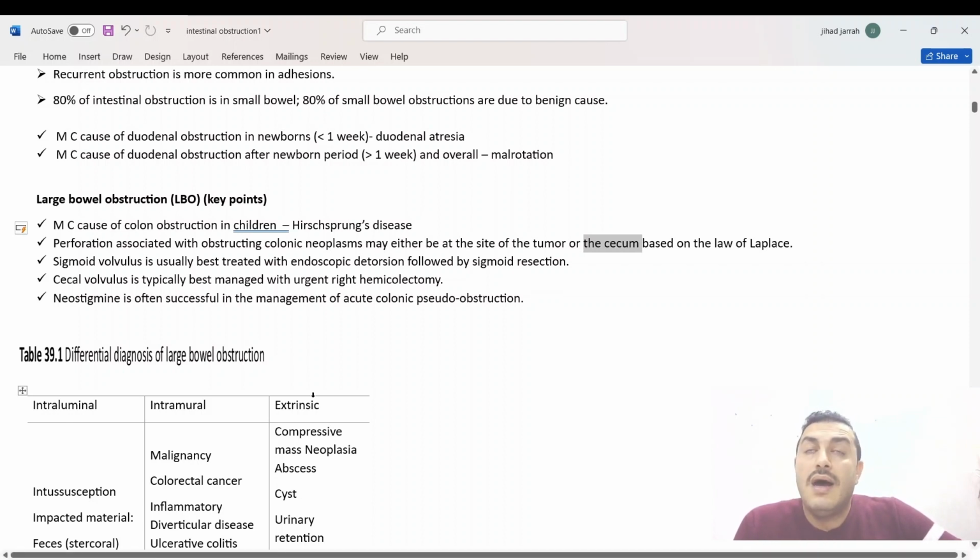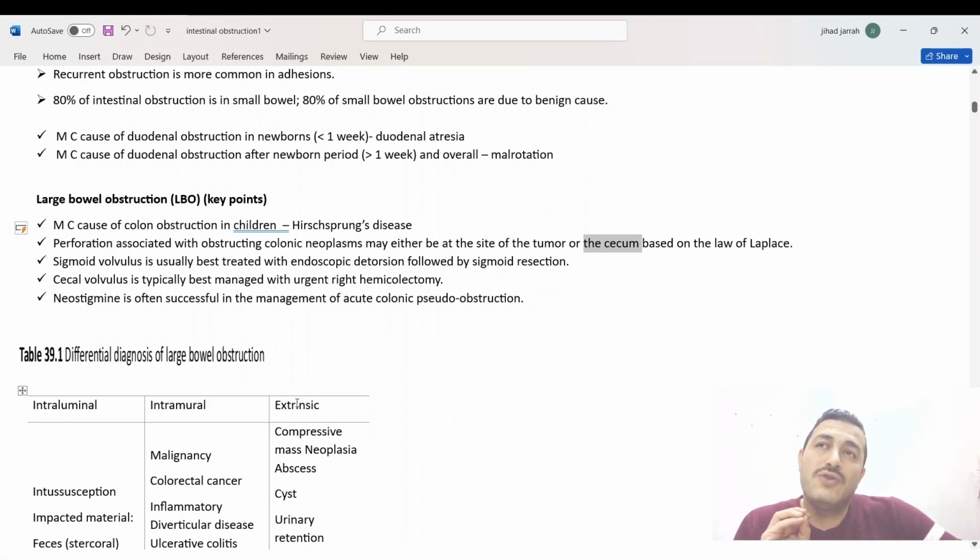Sigmoid volvulus we are also going to talk about; these are just to refresh us. Sigmoid volvulus should be treated first with decompression, with endoscopic detorsion. We will see this in the next few minutes. We have to try, if no sign of strangulation is present, to do endoscopic detorsion, and then after placement of a rectal tube, we can proceed either electively or semi-electively for sigmoid resection.